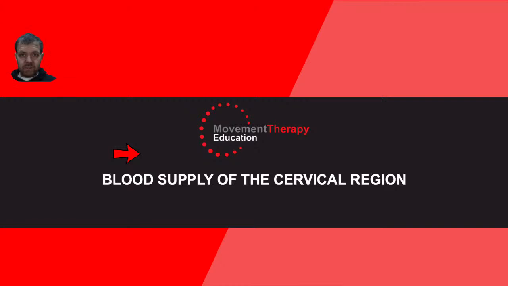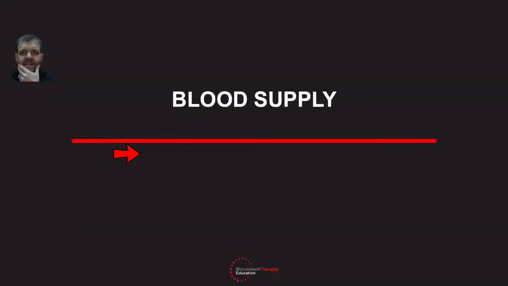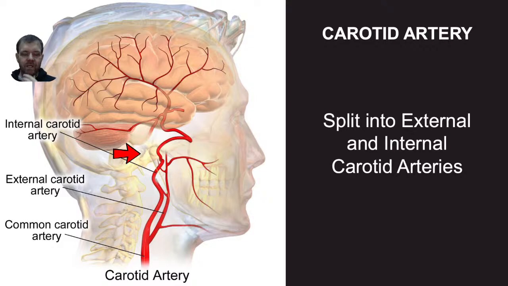So we're going to have a look at the blood supply now for the neck region, and there's a couple of important areas. Okay, so this you might have heard of before. You might have heard of the carotid artery. It's the kind of pulse you take in the neck.